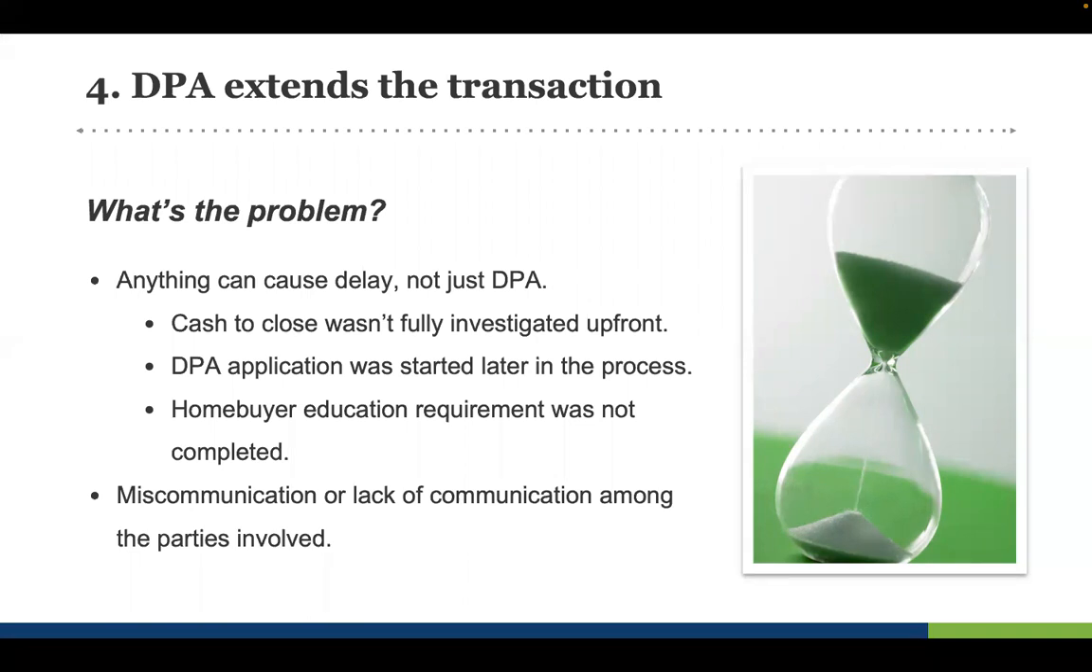Or, sort of related, the down payment assistance application was just started later in the process, and that scenario I just described is when that might happen. Not the fault of the DPA, right? The DPA, again, is the solution to a cash to close problem. But if we miscommunicate, if there's a lack of communication and we're not setting the appropriate timelines and we're not making sure we understand the guidelines of a particular DPA, these things can turn into delays. But that's our fault, right? That's not the fault of the down payment assistance program.